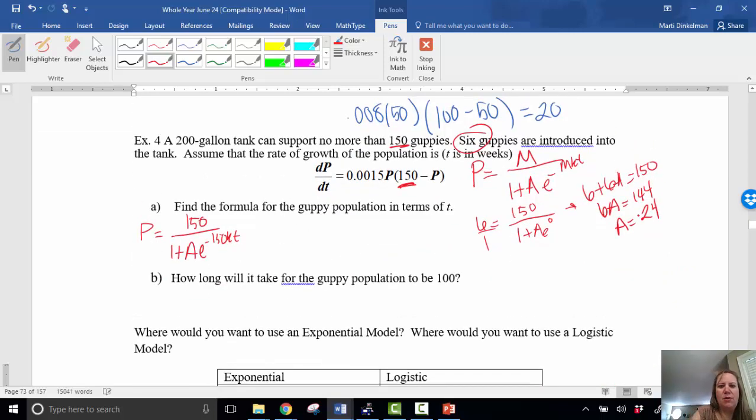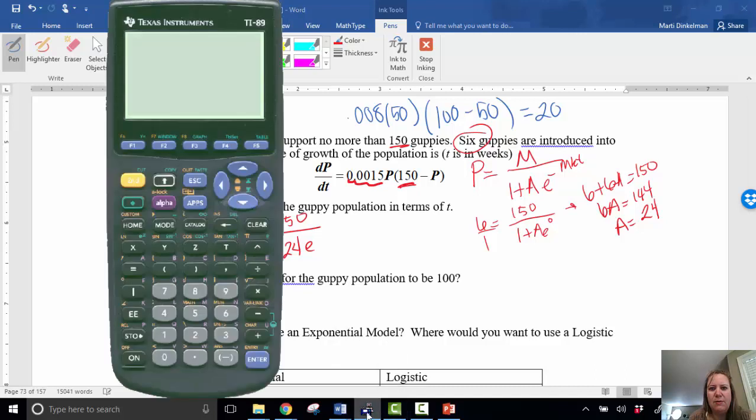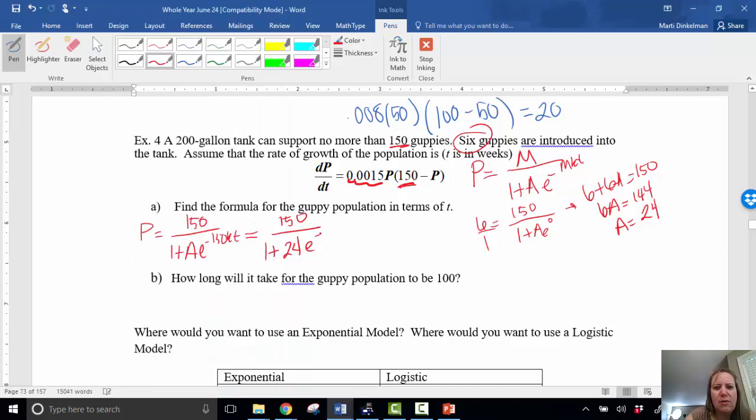Okay, so let's put that bit of information in. And actually, we'll go ahead and put in the k, which we should have known earlier. So this is 1 plus 24 e to the, and so this right here is our k value times the 150 for mk. So let's see. 0.0015 times the 150 carrying capacity is negative 0.225, so negative 0.225 t.